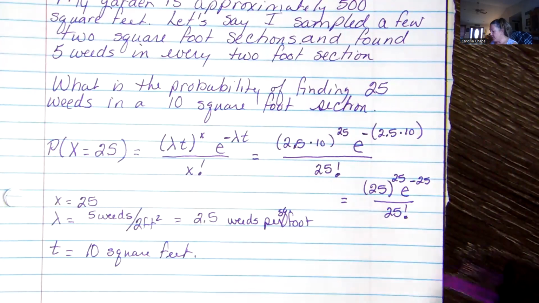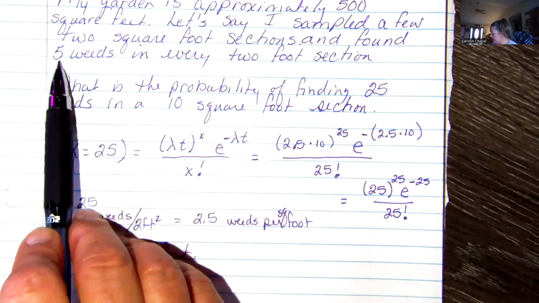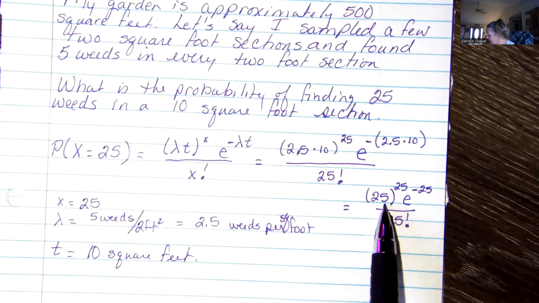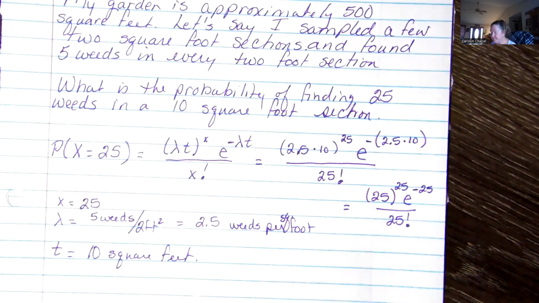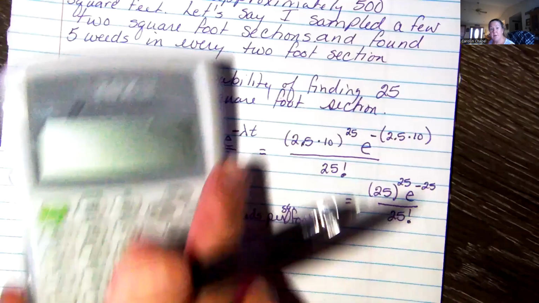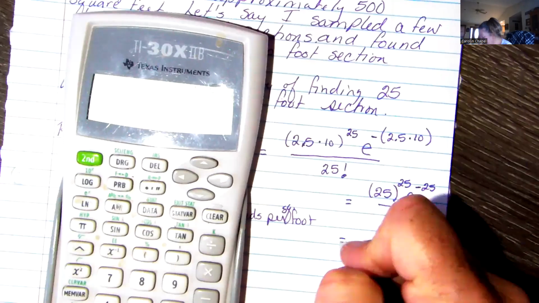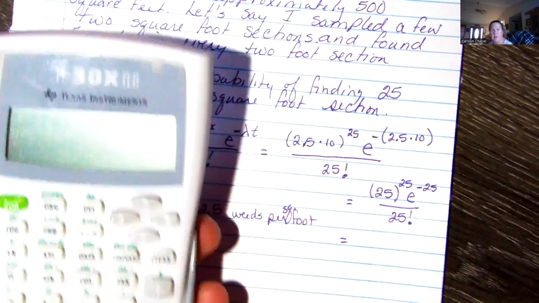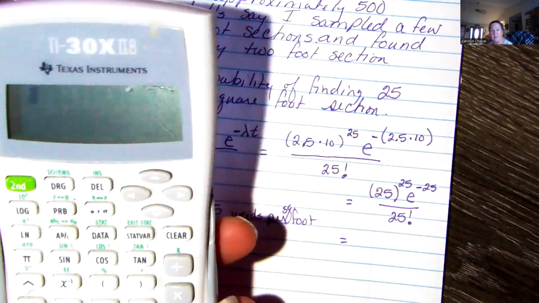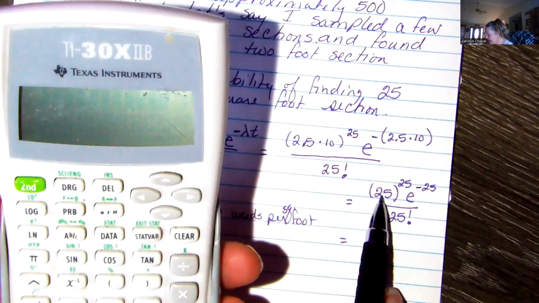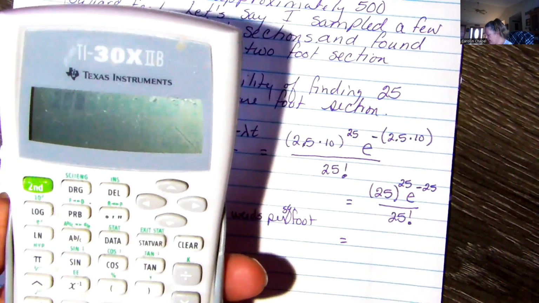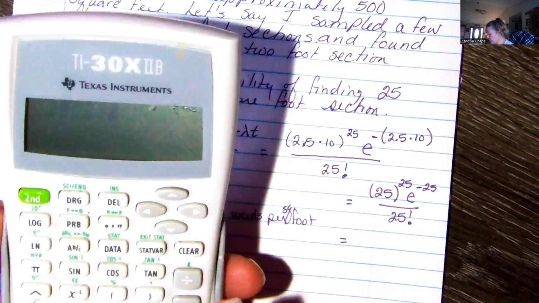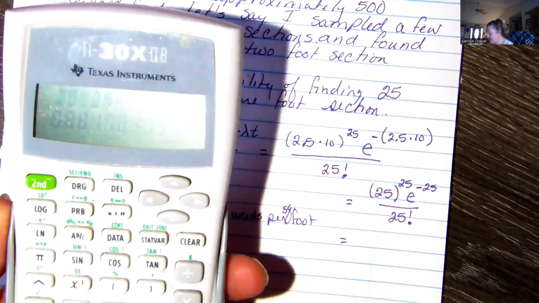If I changed this problem and had 3 weeds, this would have been a 1.5, this would have been 15, and that would have been a 15 as well. Okay, but I'm going to go to my calculator so that we can actually get this value. I'm going to take 25 and raise it to the 25th power. This is going to be kind of big, so just let the calculator do the work. I'll give it a minute.